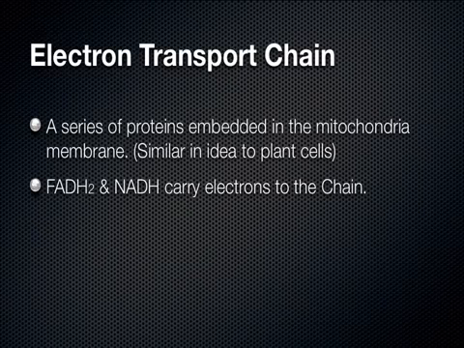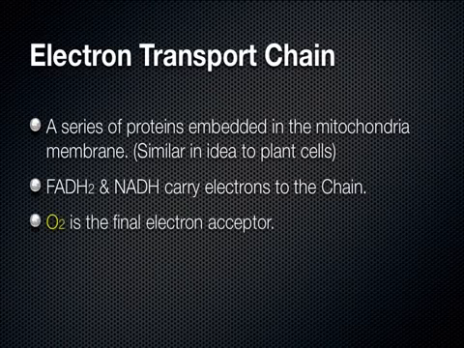FADH2 also takes an electron, and those carry the electrons to the electron transport chain. So we make the FADH2, we make the NADH, they take the electrons that they got, and they move it along to the electron transport chain. Are we good so far? Okay, sweet. They carry the electrons to the electron transport chain.